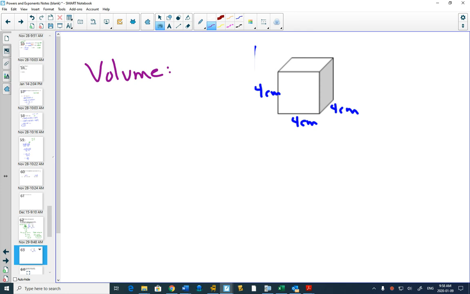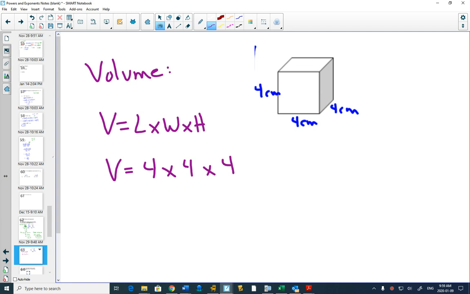Next, we want to find the volume. For the volume, you've got a formula on your formula sheet. On your formula sheet, volume of a cube or rectangular prism, length times width times height. So you have 4 times 4 times 4. And you get 64 centimeters cubed.